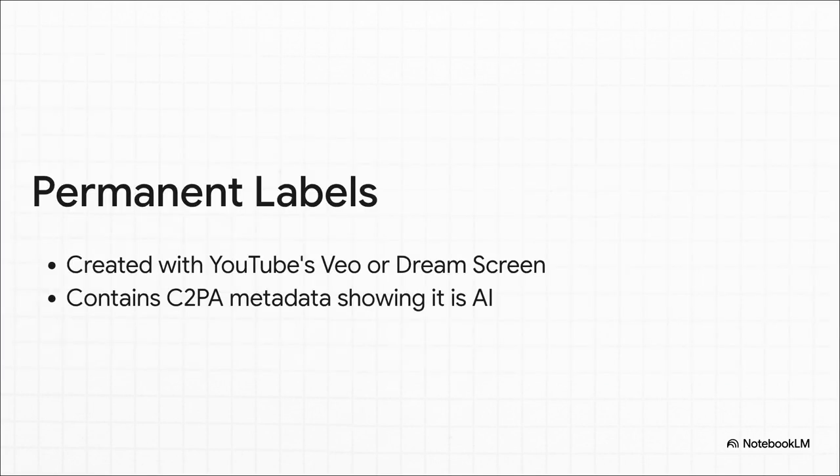Also, keep in mind, some labels are just baked in and completely permanent. This applies to any content created using YouTube's own native AI tools, like Veo and Dream Screen. Furthermore, if a video file contains C2PA metadata, which is essentially a secure digital watermark proving the file was entirely generated by AI, that label is totally locked in.